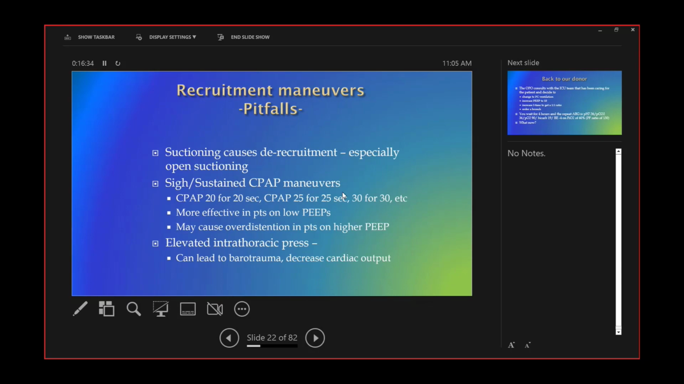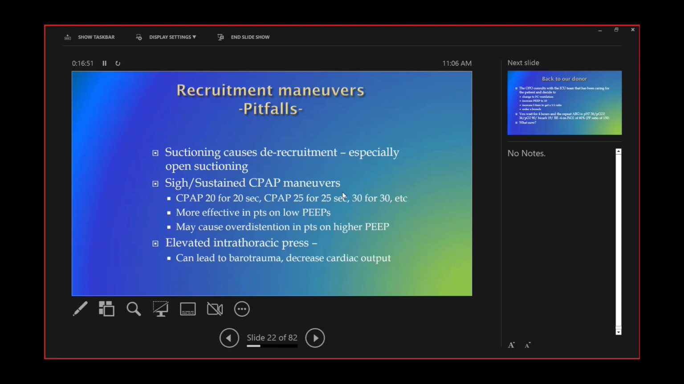What we do know about recruitment maneuvers is that suctioning causes de-recruitment. Remember, every time you put a suction catheter in and you're sucking air out, those lungs are collapsing. And so if you do it with an open suctioning where you lose all of your PEEP or all of your mean airway pressure, it's much worse. So we try to avoid that.